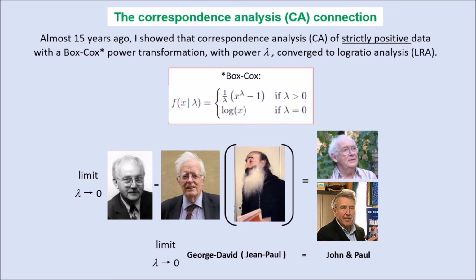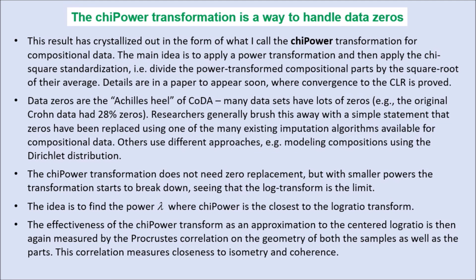This suggests an alternative transformation for compositional data that admits zeros, what I call the chi-power transformation. Chi for the chi-square standardization from correspondence analysis, and power for the Box-Cox power transformation. Details are in a paper to appear soon, where convergence to the CLR is proved. Now, the name chi-power itself has been used for some commercial products. So search for Michael Greenacre in Google and you'll find the preprint.